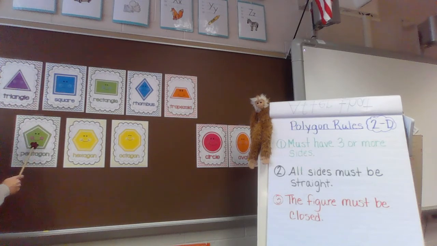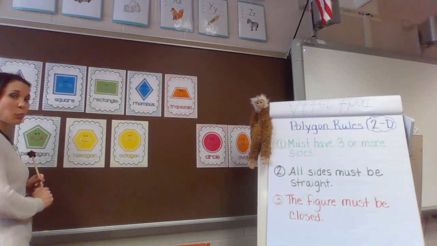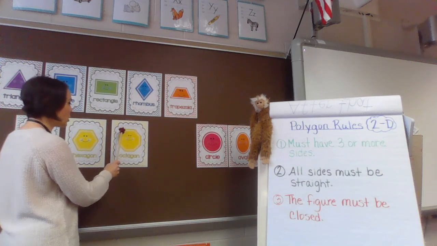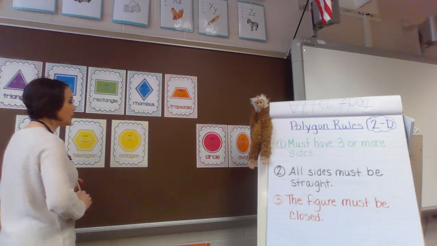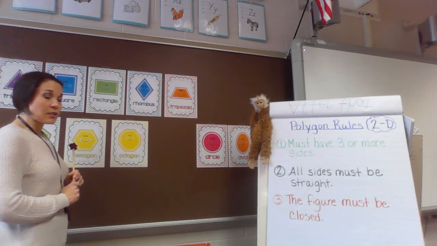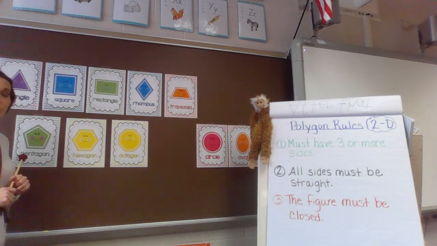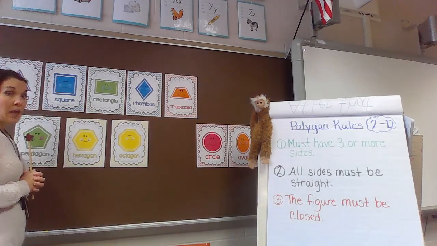Now, let's go ahead with our bigger sided polygons down here. 1, 2, 3, 4, 5 sides. This is a pentagon, also 5 points. This one, hexagon. 1, 2, 3, 4, 5, 6 sides, 6 points. And our last one is an octagon. 1, 2, 3, 4, 5, 6, 7, 8. 8 sides, 8 points, also considered a polygon. Every single side on all of these polygons is straight. It is closed. And again, they have 3 or more sides.